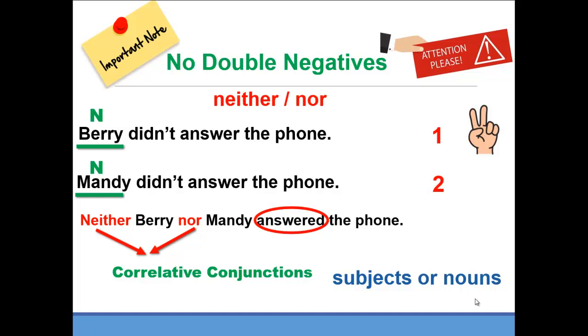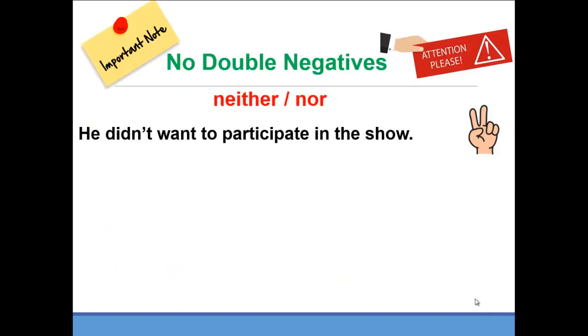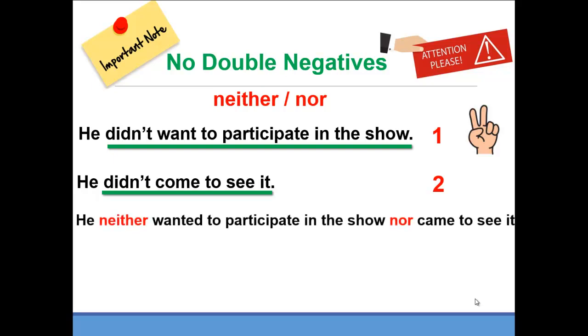Excellent. Another example. He didn't want to participate in the show. He didn't come to see it. What two parts should be connected? Didn't want to participate in the show. Didn't come to see it. The first conjunction, neither, is going to be used before the first part, didn't want to participate in the show, and the second conjunction, nor, will be used before the second part, didn't come to see it. My sentence will be: he neither wanted to participate in the show nor came to see it.